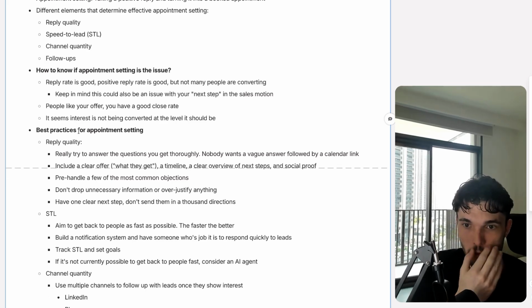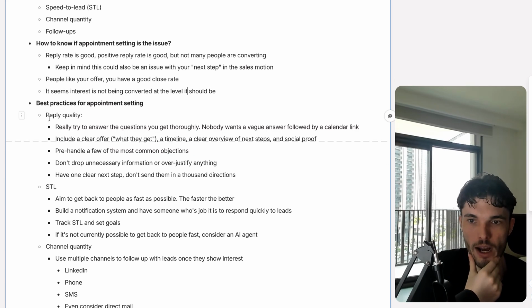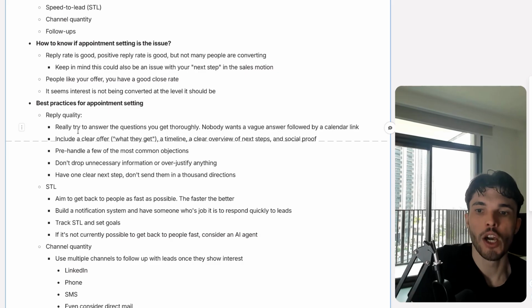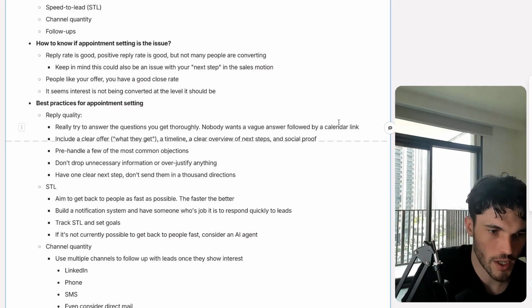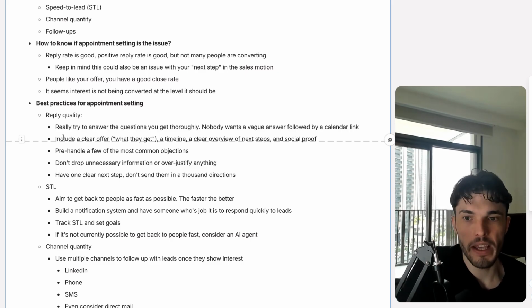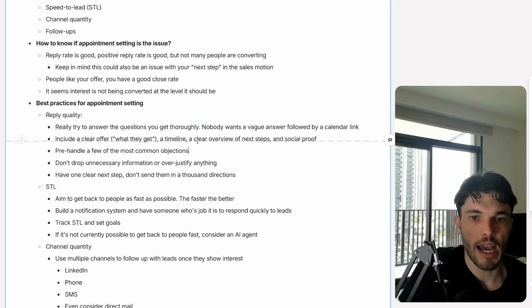So the best practices for appointment setting are the following. Regarding reply quality, you want to make sure you deeply answer the questions that you get. Really thoroughly go through and answer the questions that you get. Nobody wants a vague answer followed by a calendar link, right? That's not what they want. They want their questions answered. Another thing is to include a clear offer of what they get, a timeline, a clear overview of next steps, and social proof. These are the things you've got to keep in mind.